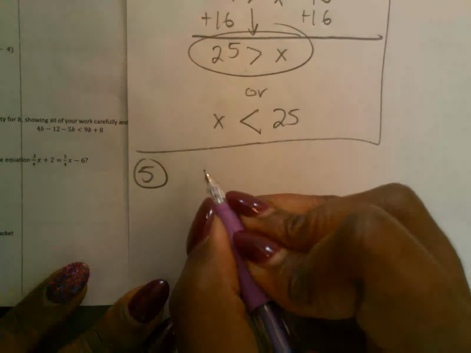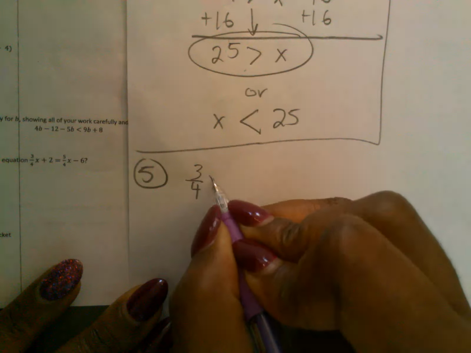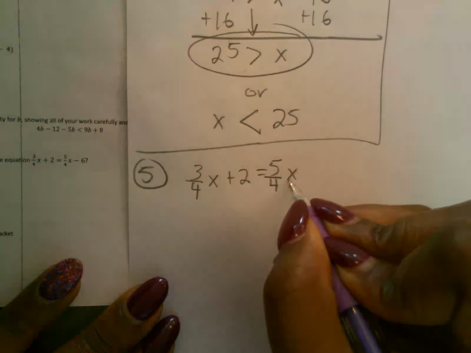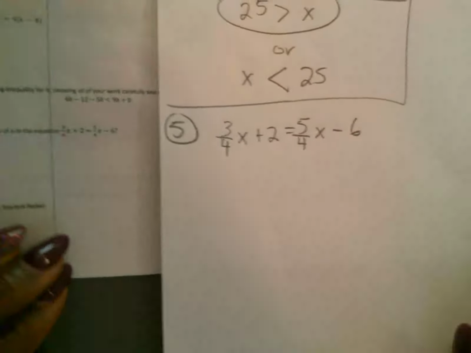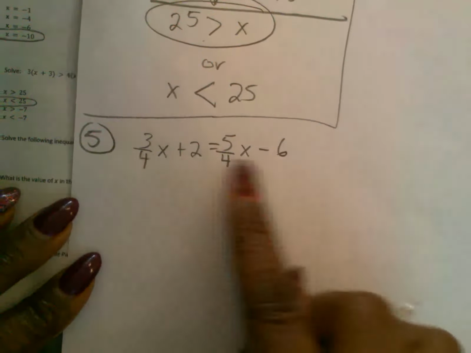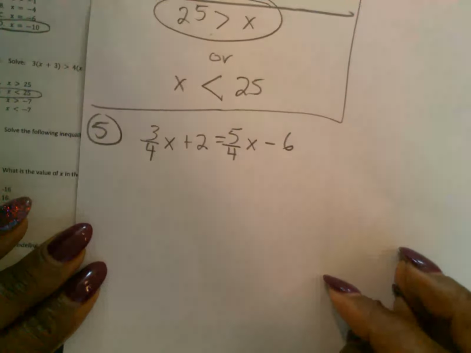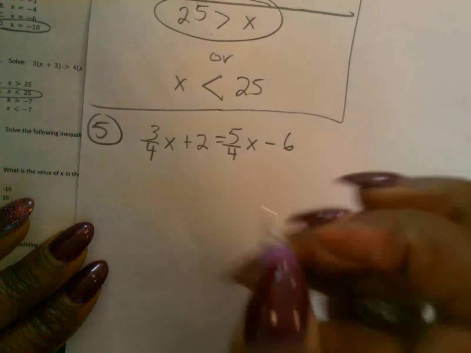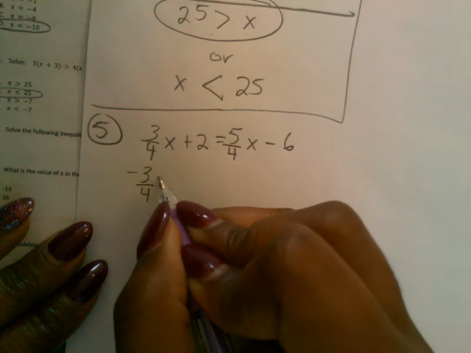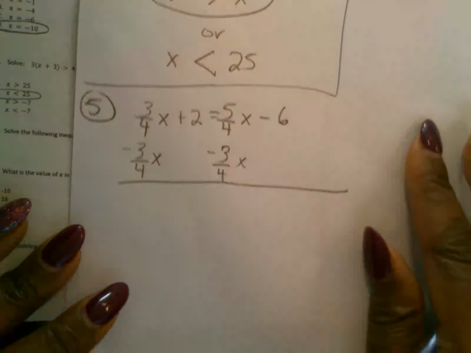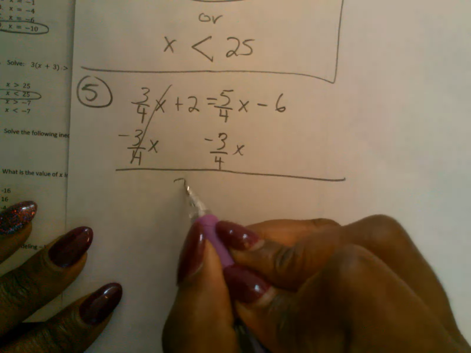Okay. Number 5, I'm going to rewrite this as 3 over 4 x plus 2 is equal to 5 over 4 x minus 6. All right. So remember here, no distributive property, can't combine like terms. Move the x's to the same side. I'm going to move this one over here, the smaller one. Good for us that they already have common denominator. So we got 2 here.